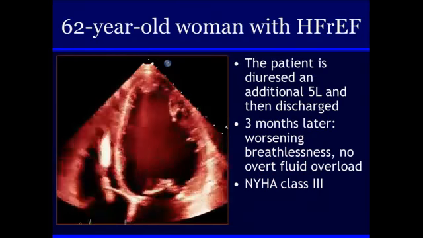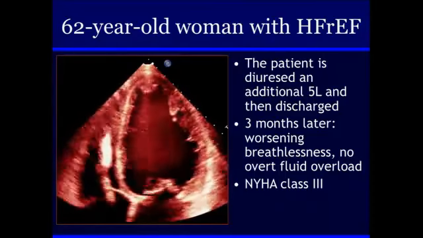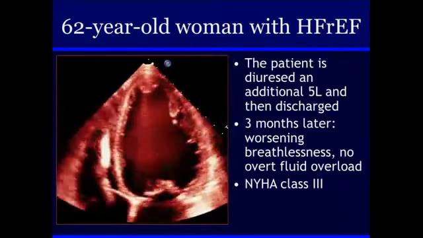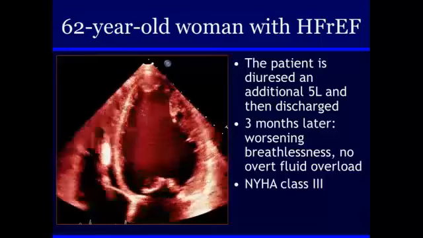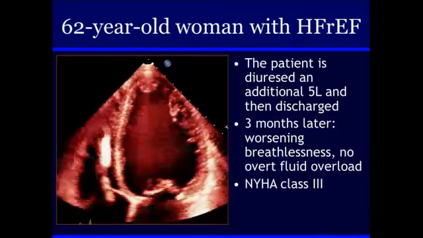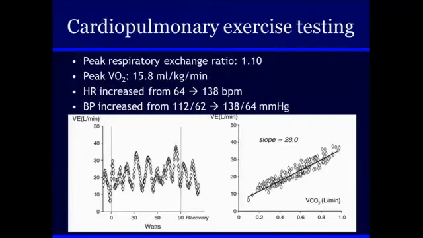Okay, so the patient is diuresed an additional 5 liters and then discharged. Three months later, she has worsening breathlessness, no overt fluid overload, and she's New York Heart Association Class 3. So she underwent cardiopulmonary exercise testing. Her peak RER was 1.1. The peak VO2 was 15.8. The heart rate increased from 64 to 138, and the blood pressure increased from 112/62 to 138/64.